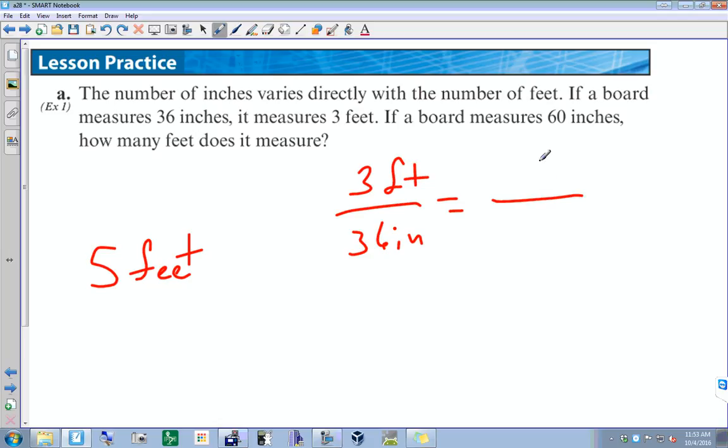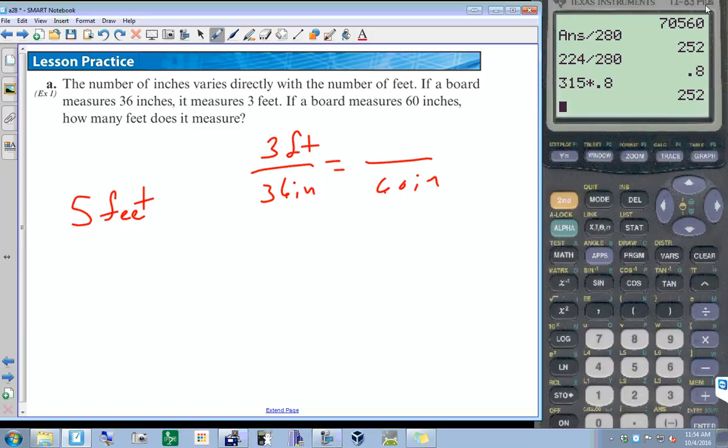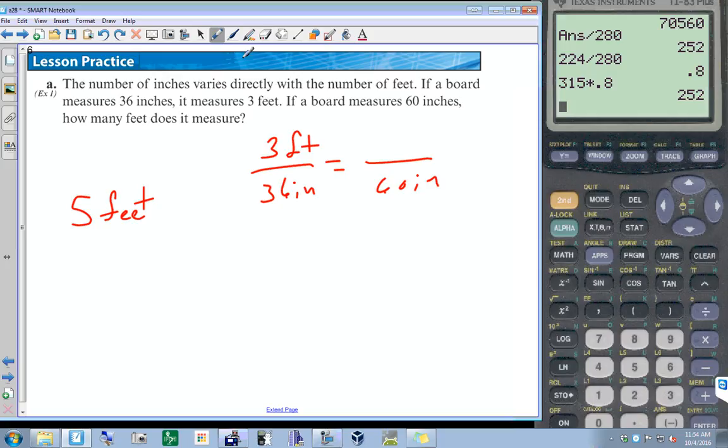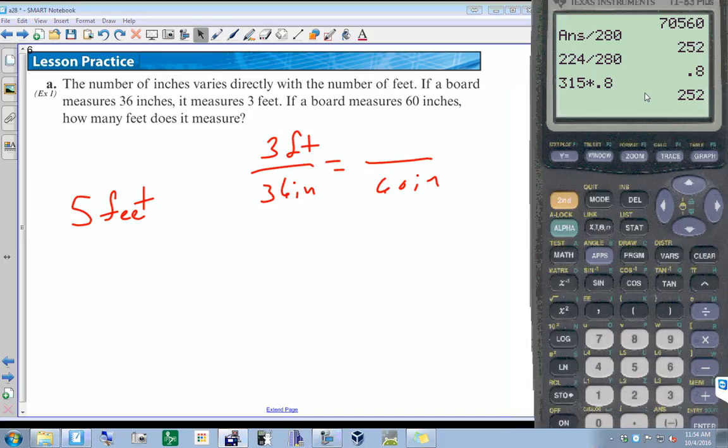Okay. Let's see. So we got 60 inches. So 60 inches would go down here. So that times that divided by that. So let's go to that. So we've got 60. No, not what I want. 60 times 3 divided by 36, and I end up with 5. So there we go.